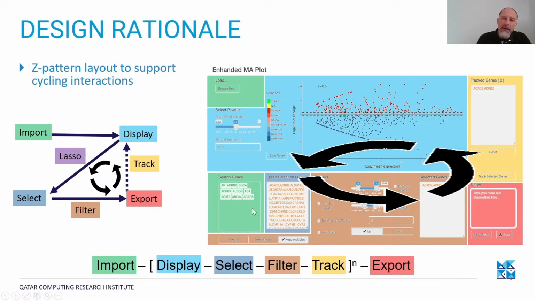We also organize the dashboard to facilitate this cyclic interaction, where we first import data on the top left. We then display this data. We select and filter at the bottom left, and we export at the bottom right. So if we are not happy with it before exporting, we can track and refine the search in this cycling pattern, and then export only at the end.